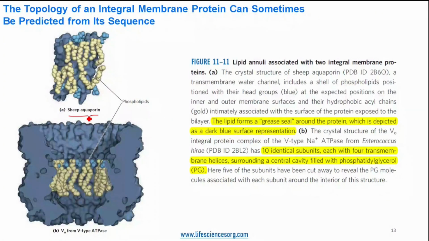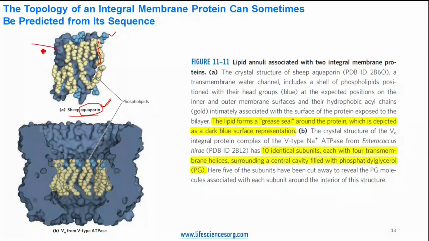Next, we are going to see the sheep aquaporin. In the sheep cells, water is transported inside. So the aquaporin transporters are responsible for taking the water inside the cells. So what is this? This is the fatty acid of the phospholipid, and this is the head group of the phospholipid, you can see.